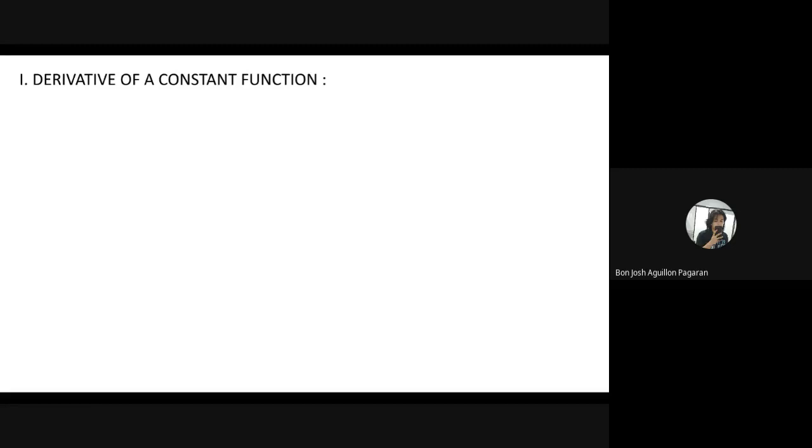That is correct. The graph kasi ng constant function is a horizontal line, and a horizontal line has a zero slope. So kung meron akong y is equal to, say for example, 10, the derivative of that is equal to 0. When you have y is equal to 60, the y prime or the derivative is equal to 0. Clear?